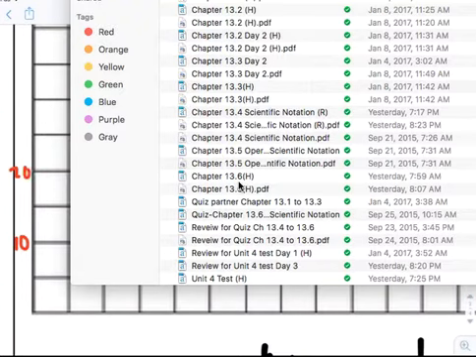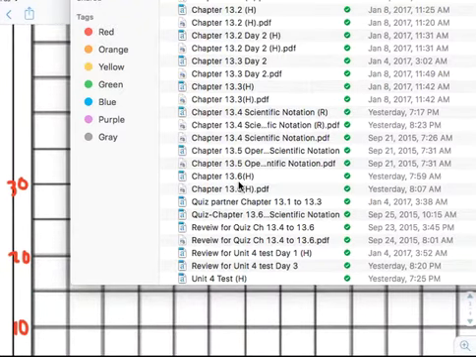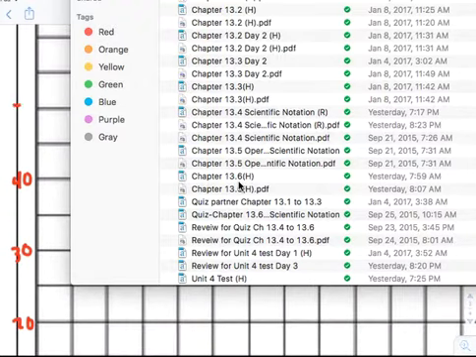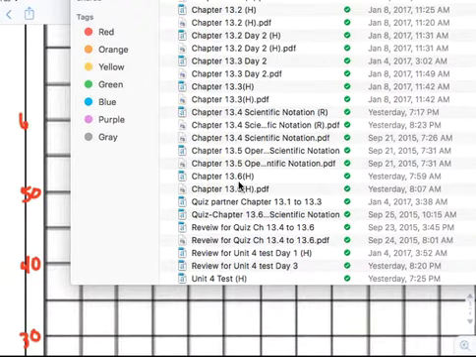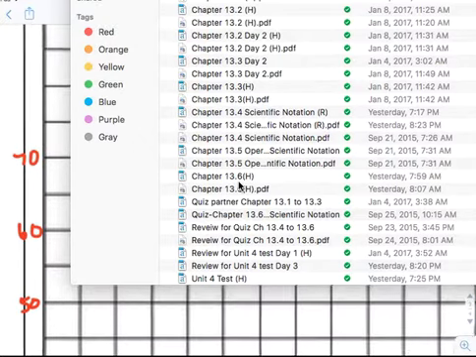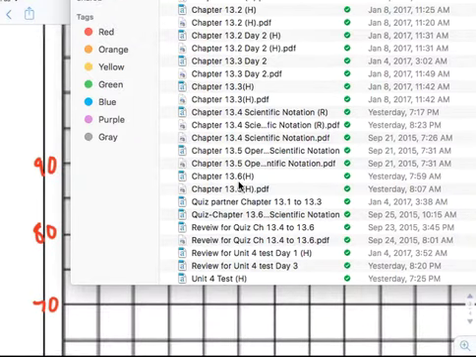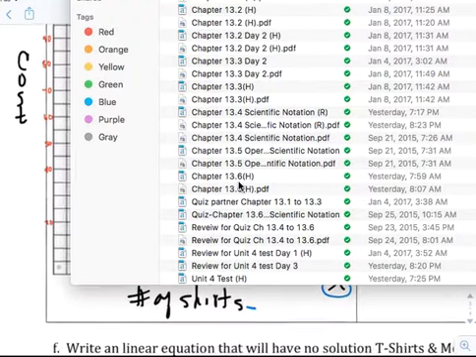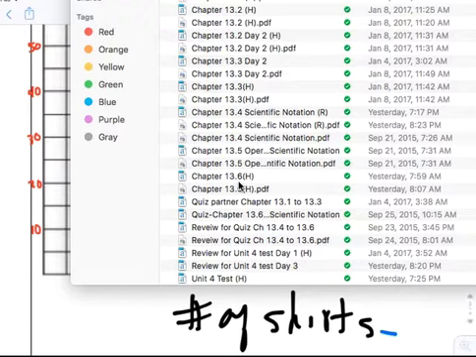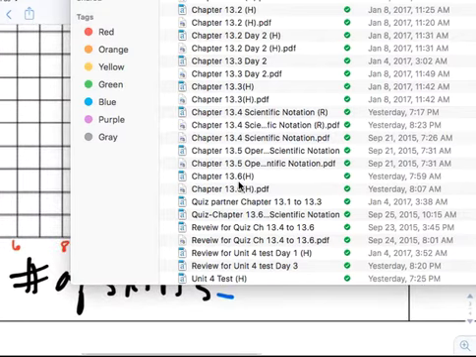15, 20, 25, 30, 35, 40, 45, 50, 55, 60, 65, 70, 75, 80, 85, 90, 95, 100. Okay, that's good enough. And then here we number it by 1, so therefore it's 2, 4, 6, 8, 10, 12, 14, 16, 18, 20.